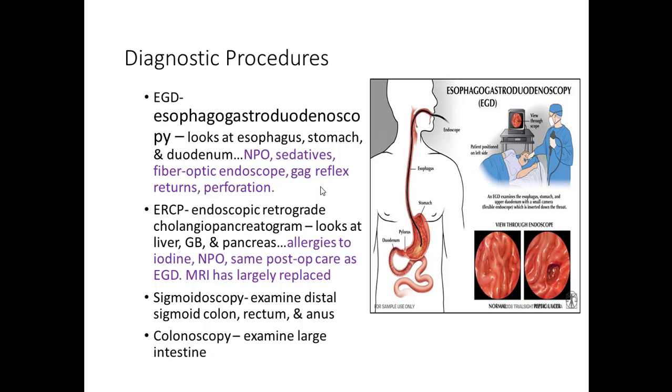They are NPO until their gag reflex returns. Generally, they'll have this back before they even leave. I know they're done in GI and infusion in Viroqua, but before they even leave, they have their gag reflex back and they've drunk some juice and a piece of toast. They are at risk for perforation. I have seen it where the doctor is trying to get through the twists and turns and actually perfed.